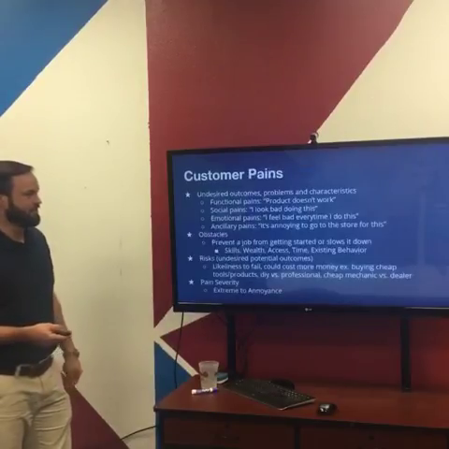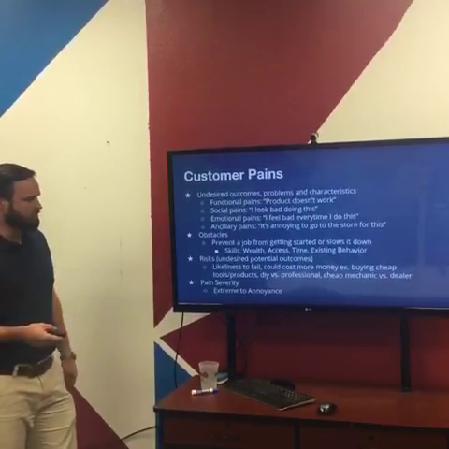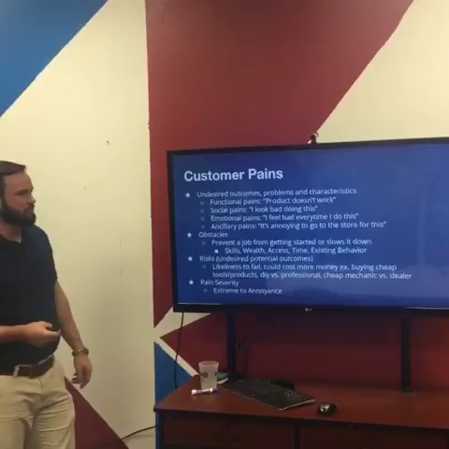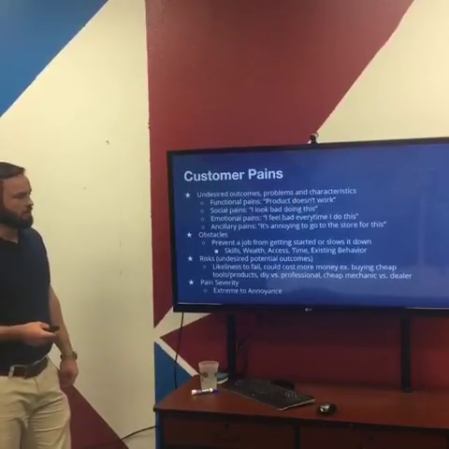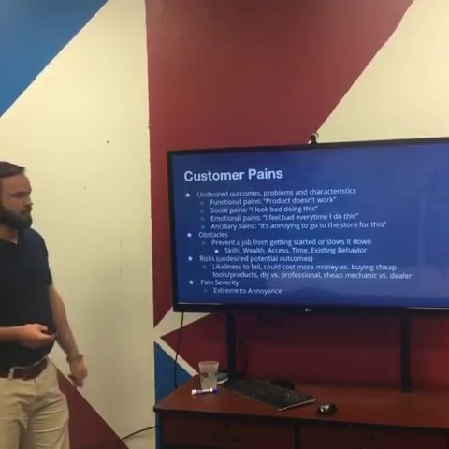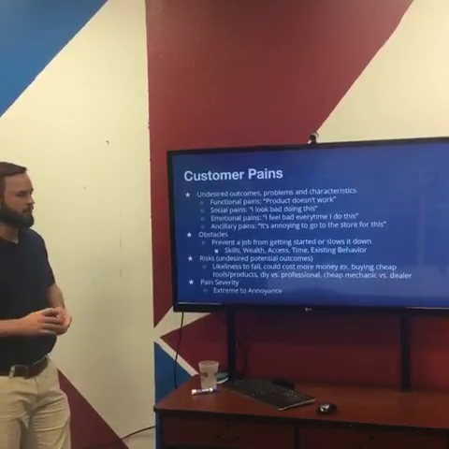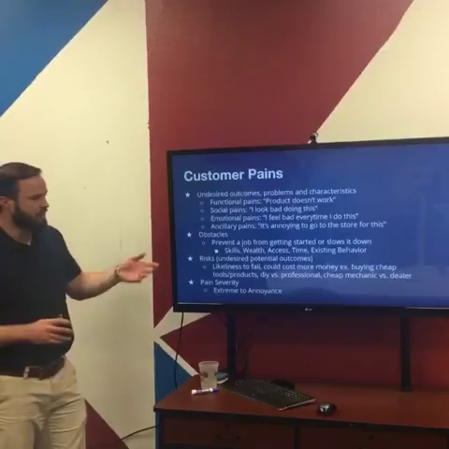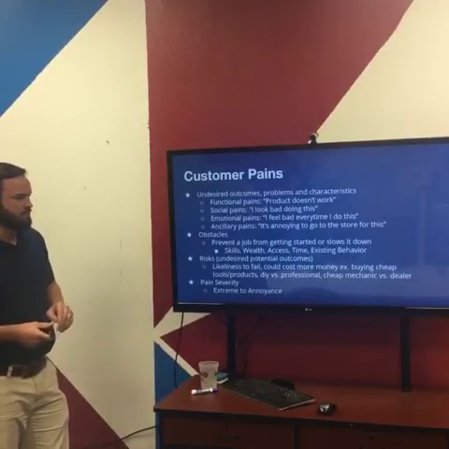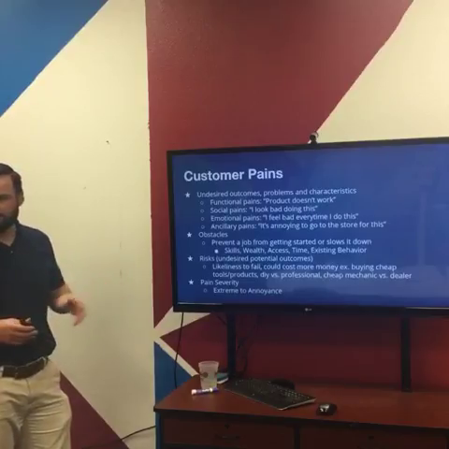All right, perfect. We look at customer pains. You've got functional pains, like this product doesn't work. Somebody looks bad doing it might be a social pain. Emotional pains would be I feel bad every time I do this. Ancillary pains would be it's annoying to go to the store for that. So you've got all kinds of ways that customers can have pains.